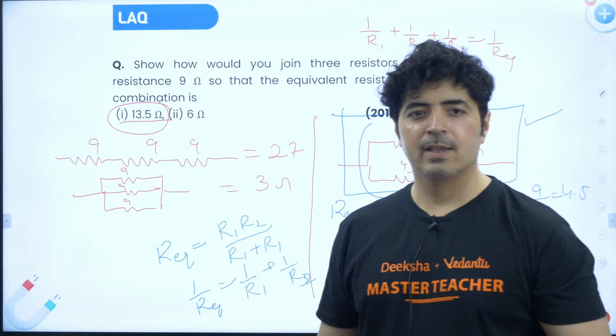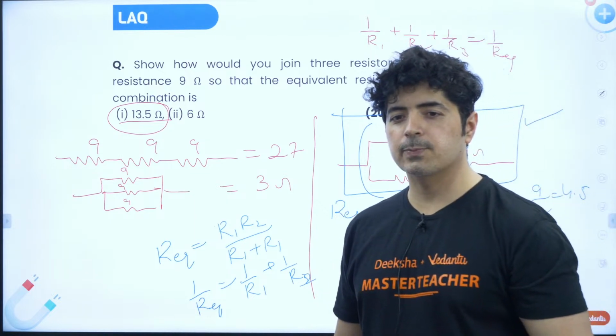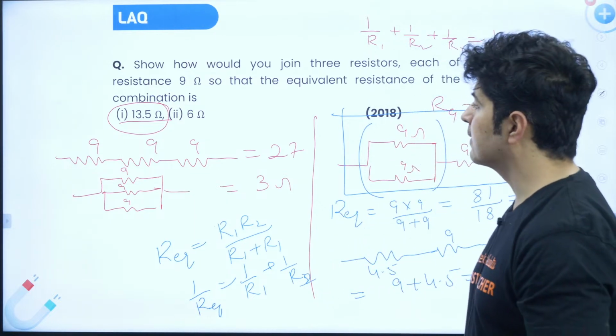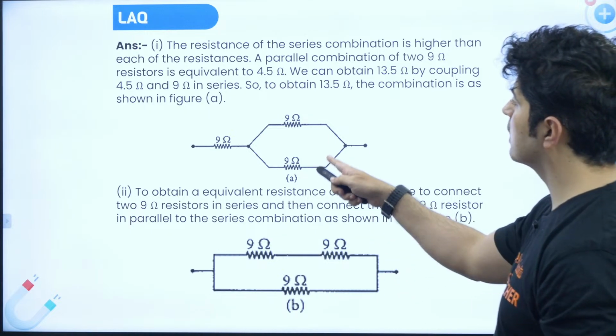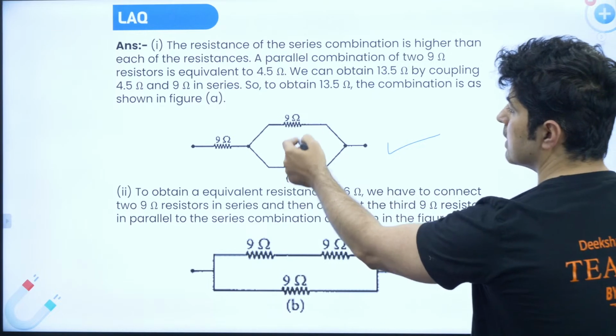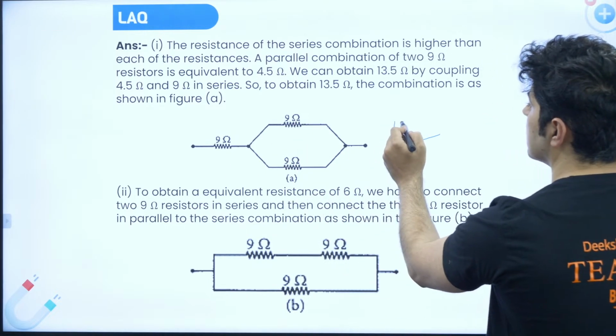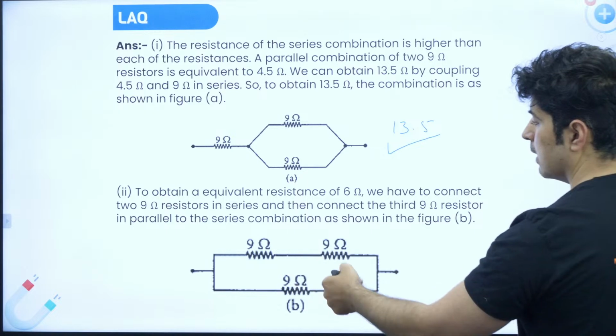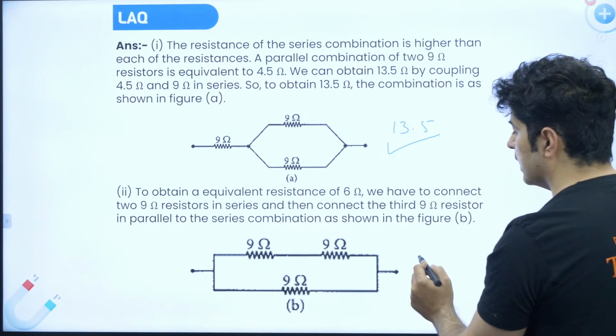All right, let's go and do the next problem for yourself. Okay, next problem. So this is your combination. This is your first combination as we made. This is how we made two resistances in this one over here. This will give us 13.5, and if we arrange the resistances like this, the equivalent will be 6.